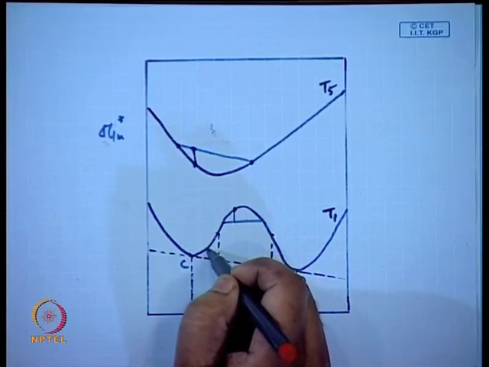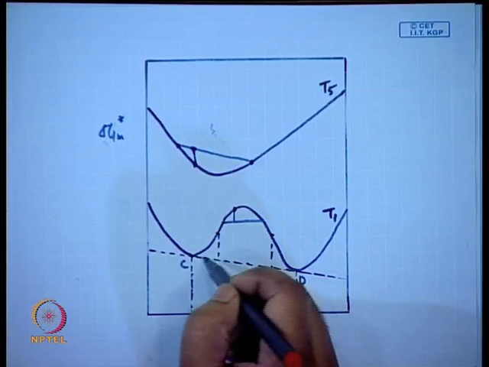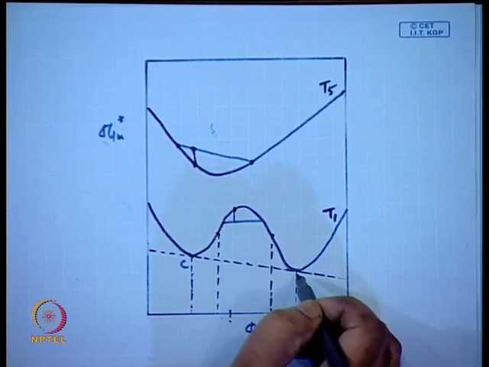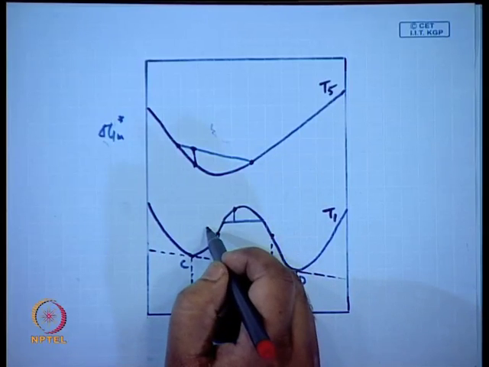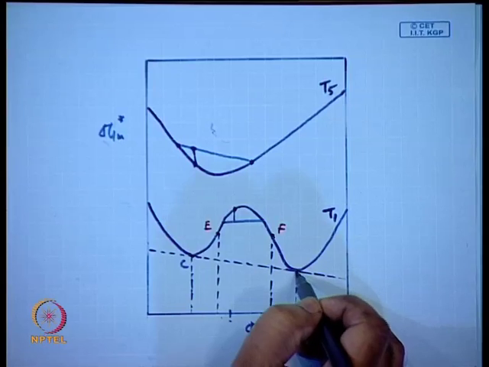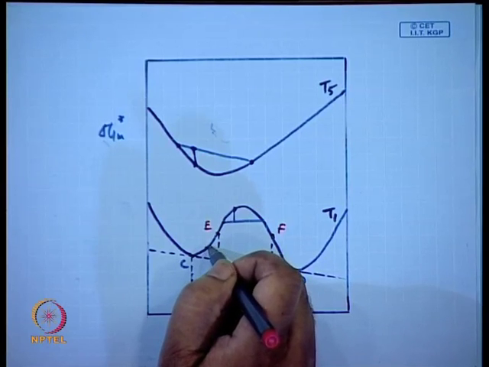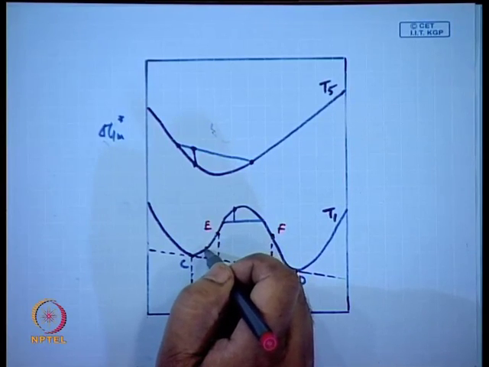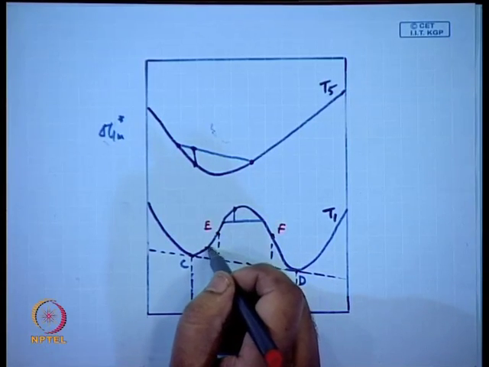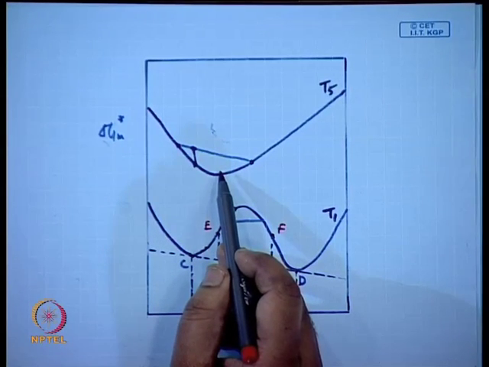Now, look at a point here, any point between these two lines, this point and this point, and this point and this point. So, this is E, F. So, any point between C and E and F and D. Now, if this has to phase separate into slight changes in the composition, say this point and this point, it will be similar to this curve.